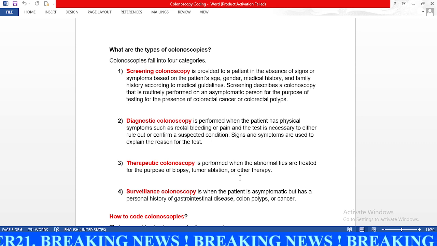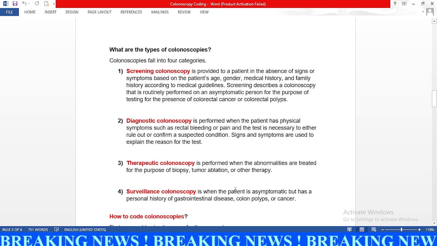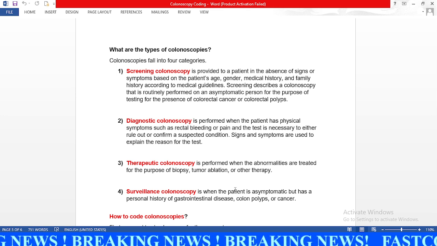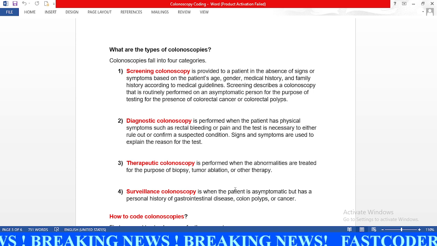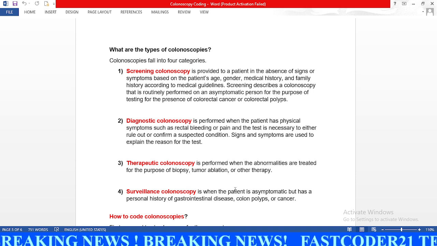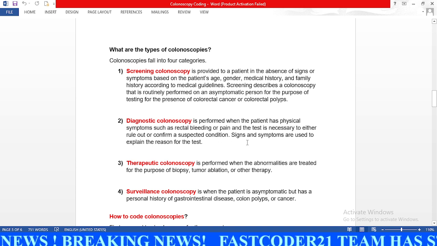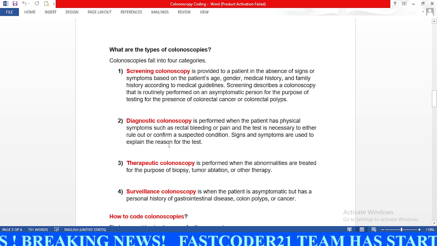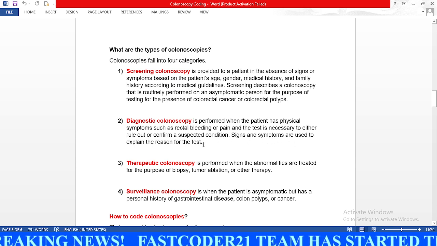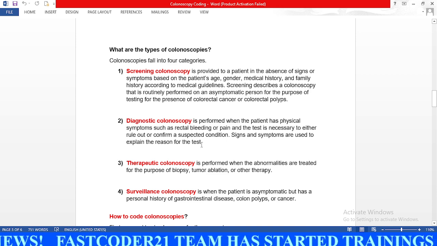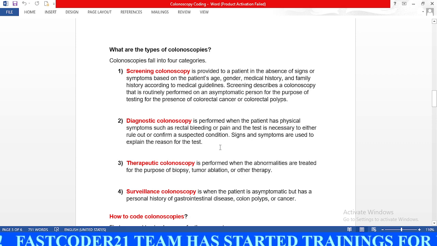Next we need to learn diagnostic colonoscopy. Diagnostic colonoscopy is performed when the patient has physical symptoms such as rectal bleeding or pain, and the test is necessary to either rule out or confirm a suspected condition. Signs and symptoms are used to explain the reason for the test. So in diagnostic colonoscopy, the patient will have signs or symptoms like rectal bleeding or pain.